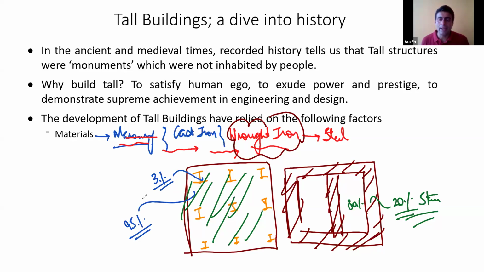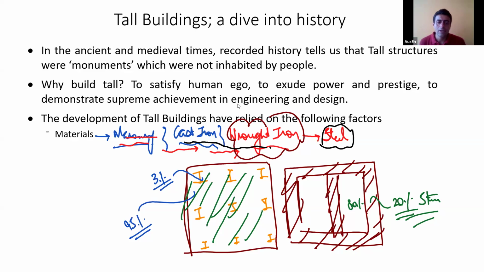That's all economics. At the end of the day, if your product is not sellable, it does not make any sense to make it, isn't it? So the development of tall buildings largely relies on the material and the way in which the materials were developed over the years. Starting with masonry, the industrial level production of cast iron started, and improvements in cast iron gave way to wrought iron, improvements in wrought iron, and you started getting steel.